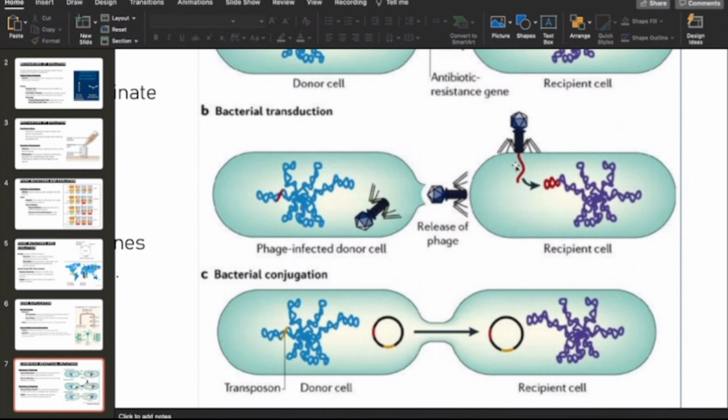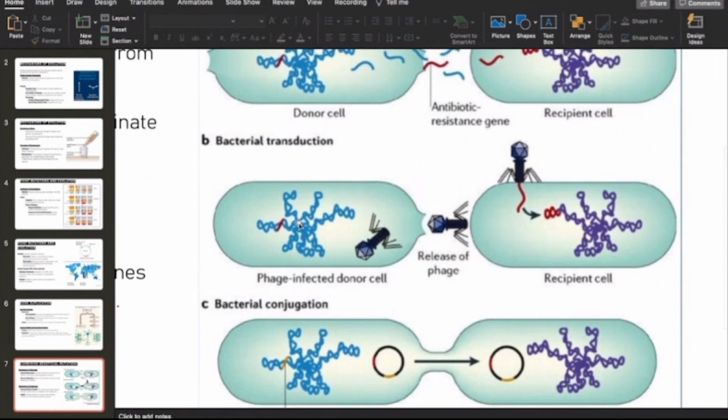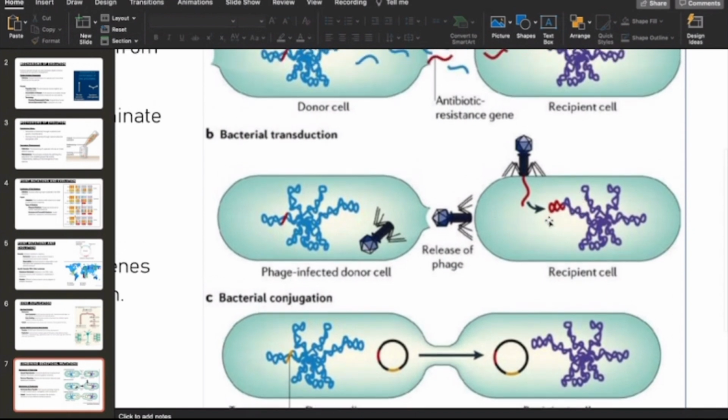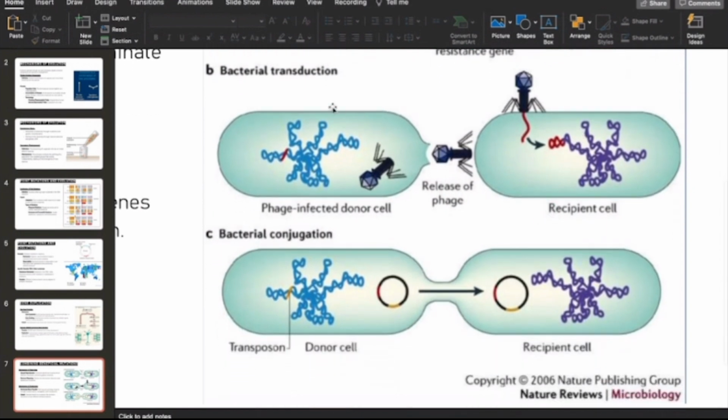So a bacteriophage will come along and it will go into the donor cell, and it may take up some of that DNA of the donor cell. It may take up the antibiotic resistance gene, and then it will leave the donor cell, and then it will go into the recipient cell, and it will inject the genetic information which it took from the donor cell. And in this case, of course, it will also give the recipient cell this antibiotic resistance gene. Okay, so that is bacterial transduction.